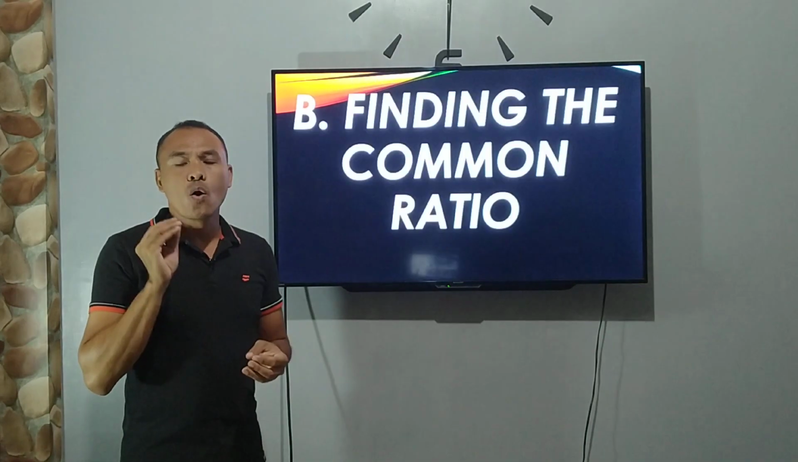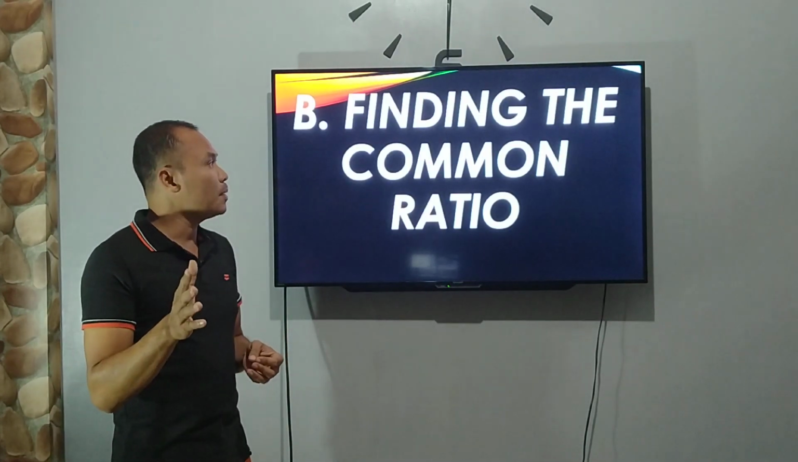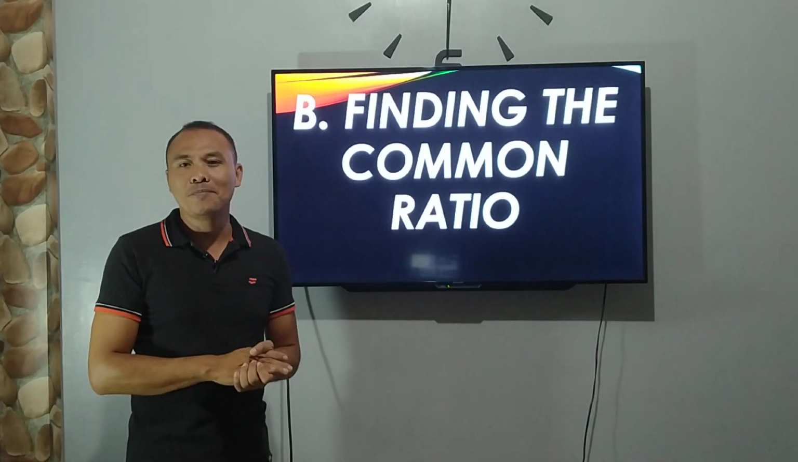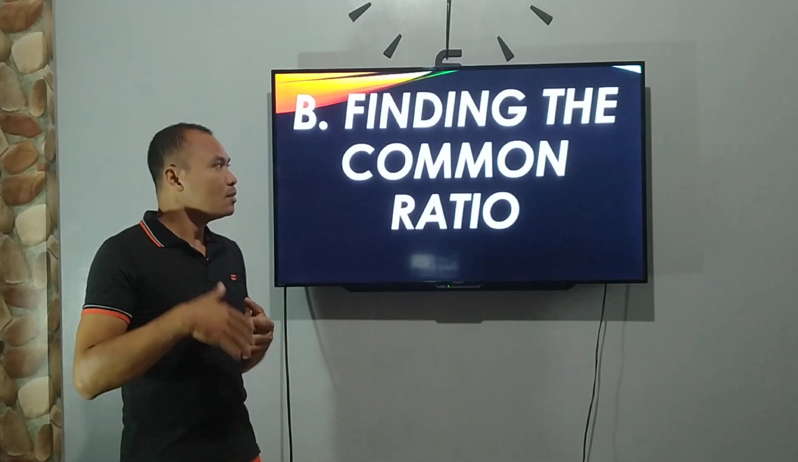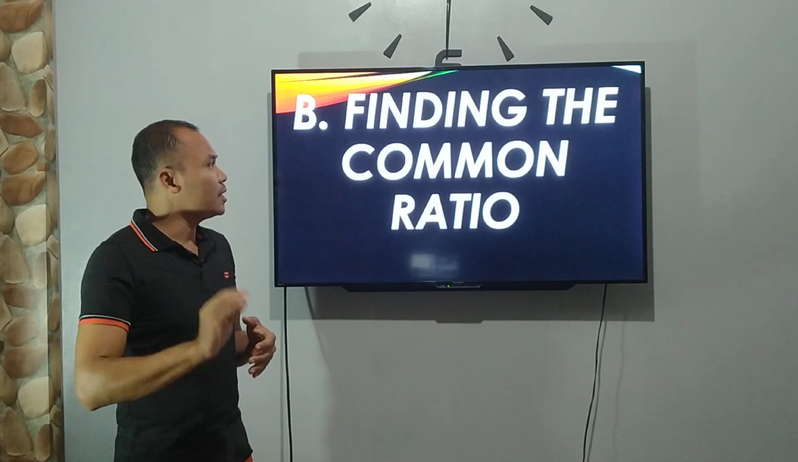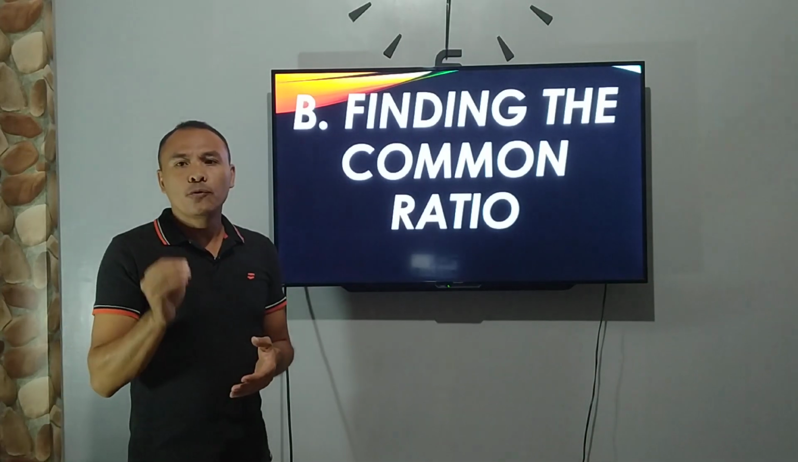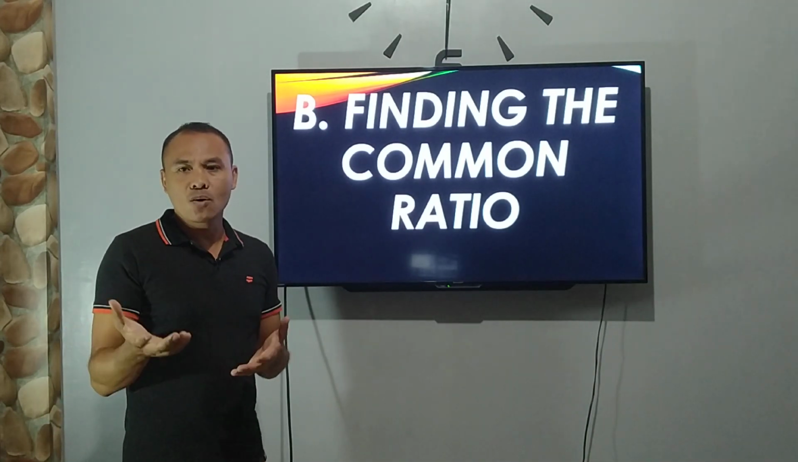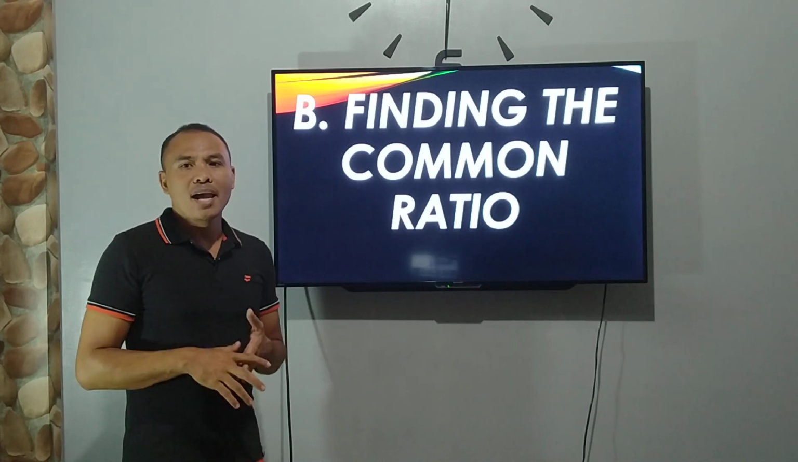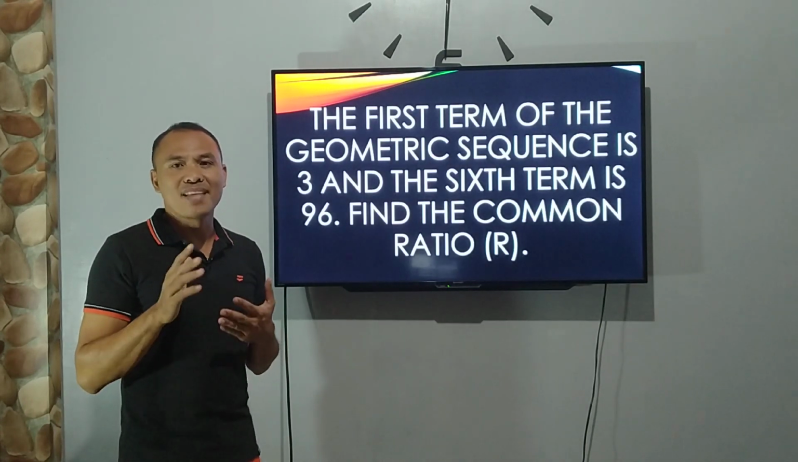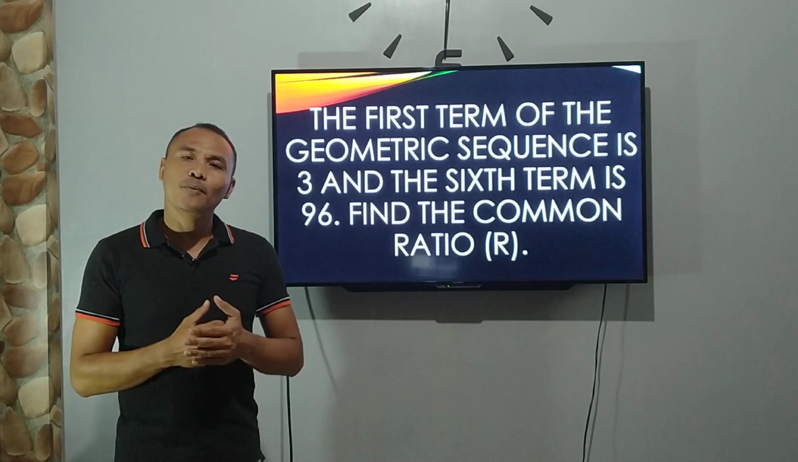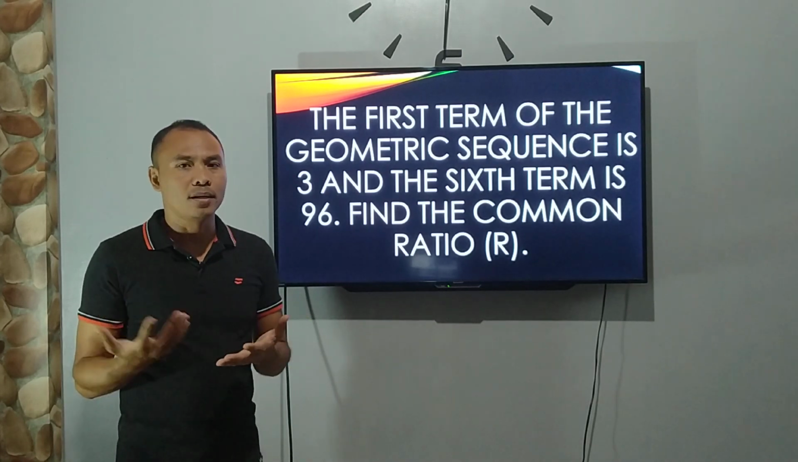And let's proceed with the next topic, which is finding the common ratio. So, our example is this. The first term of the geometric sequence is 3, and the sixth term is 96. Find the common ratio, or R.